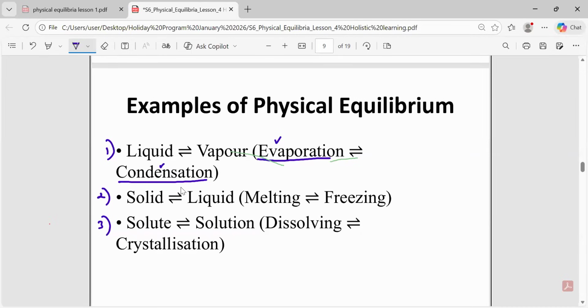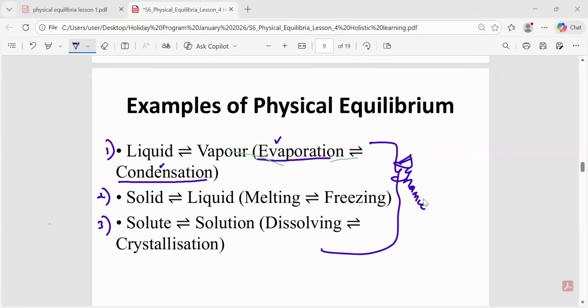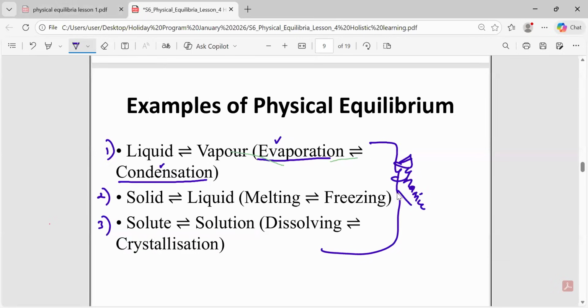So the reaction will not stop, and that's what we refer to as dynamic. It will continue constantly. So we shall keep on having both the solid and the liquid in the same container, but you may not see any change in the overall reaction as the solid is converting to a liquid. Then the last one is still the same explanation. Dissolving is at equilibrium with crystallization.